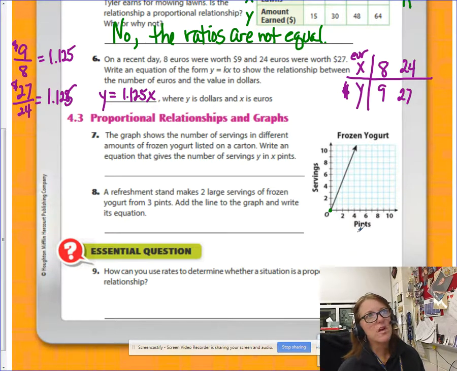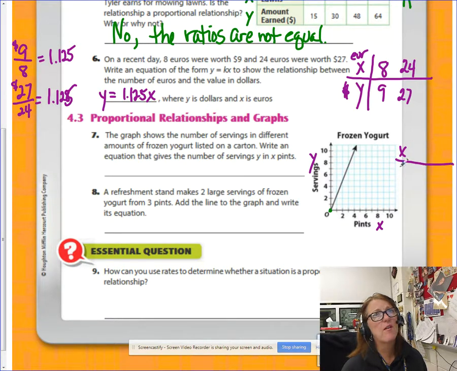Number 7. Here's a graph. It's talking about the servings from pints of frozen yogurt. The graph shows the number of servings in different amounts of frozen yogurt listed on the carton. Write an equation that gives the number of servings, y, yep, this is the y-axis, in X pints. This is the x-axis. I think it just makes sense to make a little table here. So right next to your graph, why don't you make an XY chart? Now, I know 0, 0 is on here, but I need to find a point where it's hitting exactly.